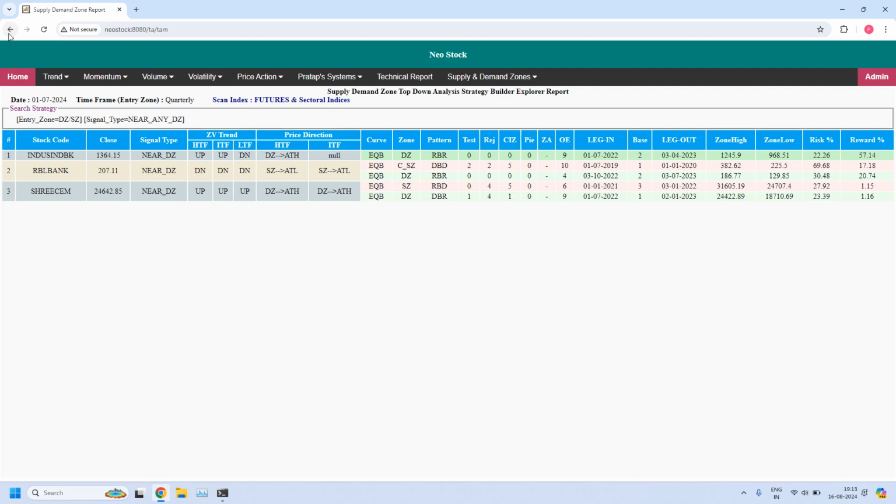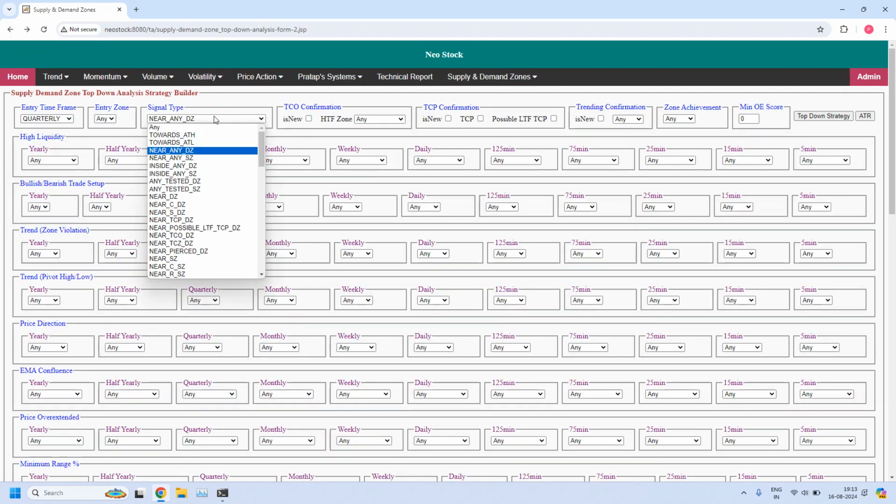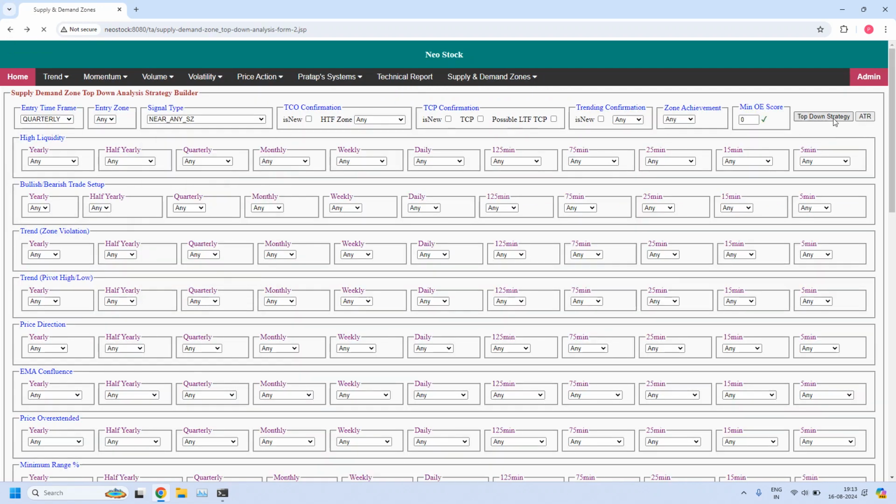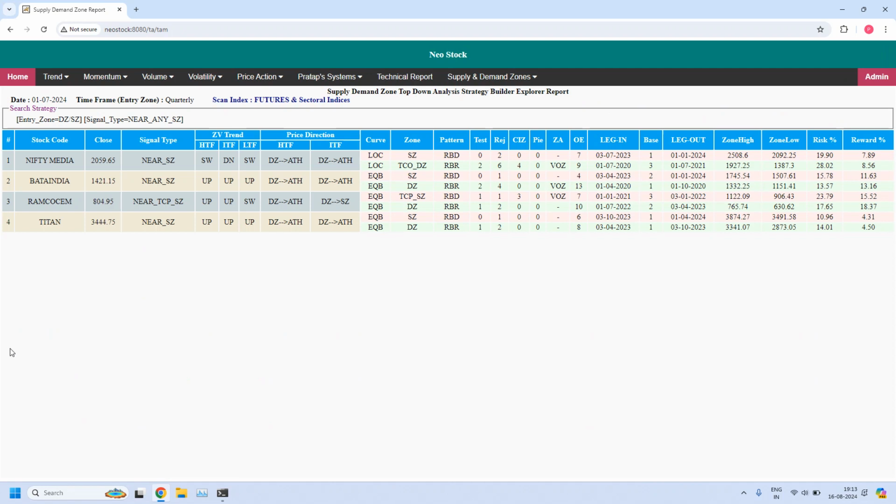Okay, the next report is for quarterly time frame. Let us find the stocks near quarterly supply zone. 4 stocks are filtered near to the quarterly supply zone.